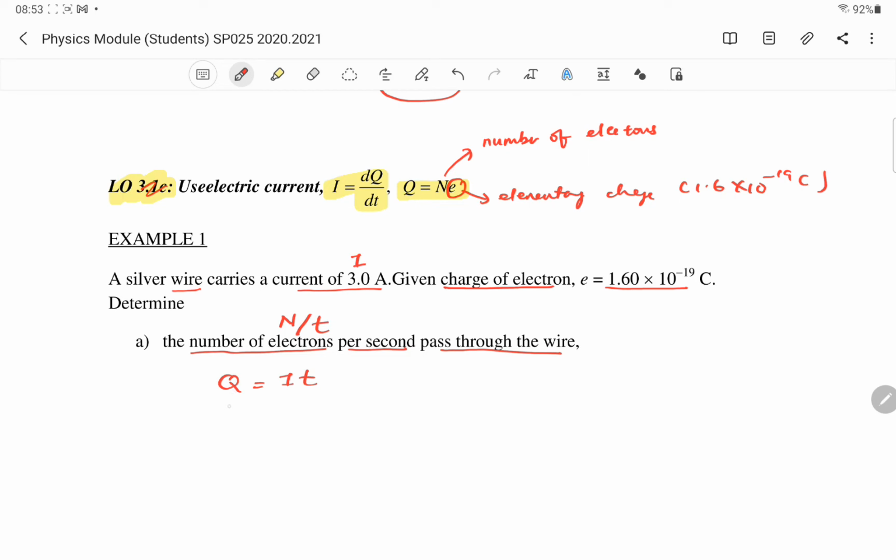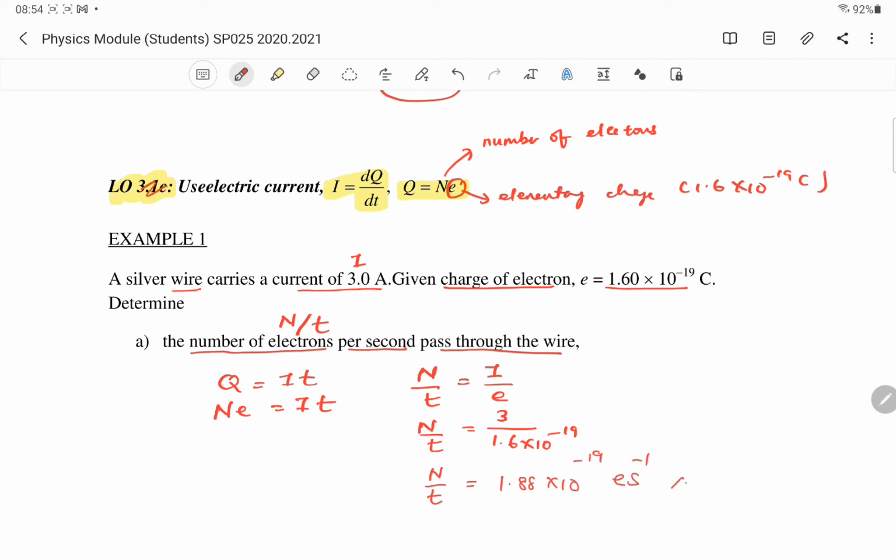So we know that Q is equal to NE, NE equal to IT. So N over T is equal to I over E. So number of electron per time is equal to current is 3, and E, the charge of electron, 1.6 times 10 power of negative 19. So N over T will be 1.88 times 10 power of negative 19 electron per second.